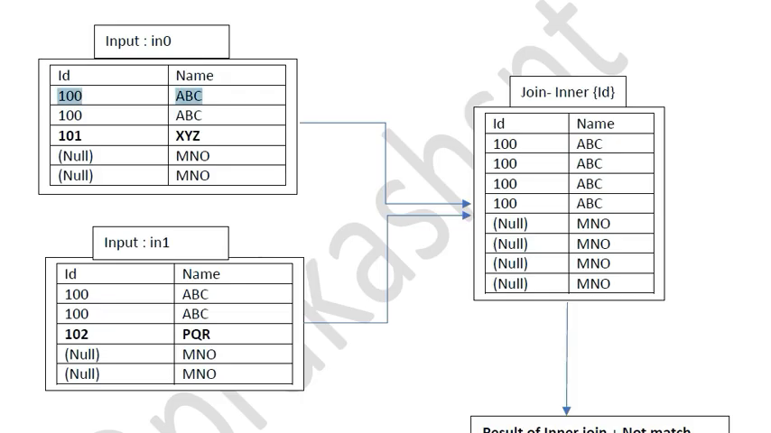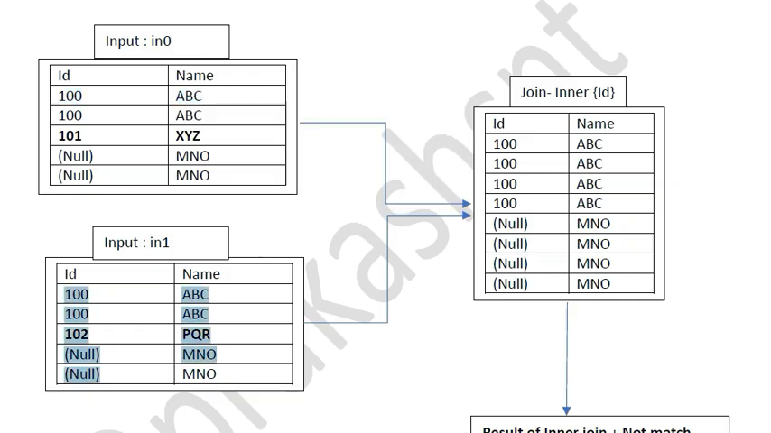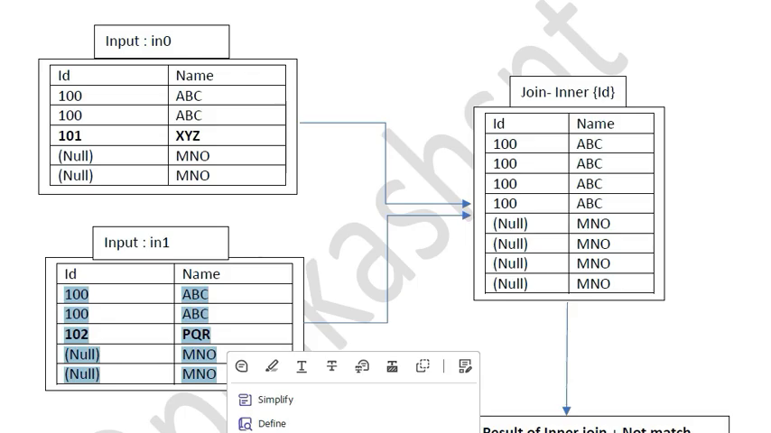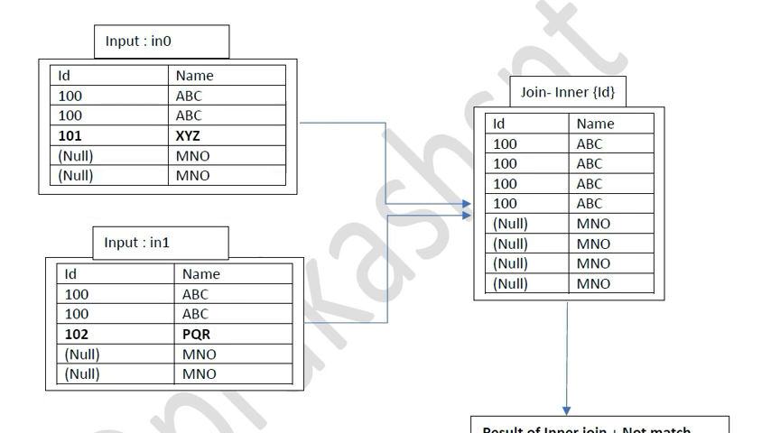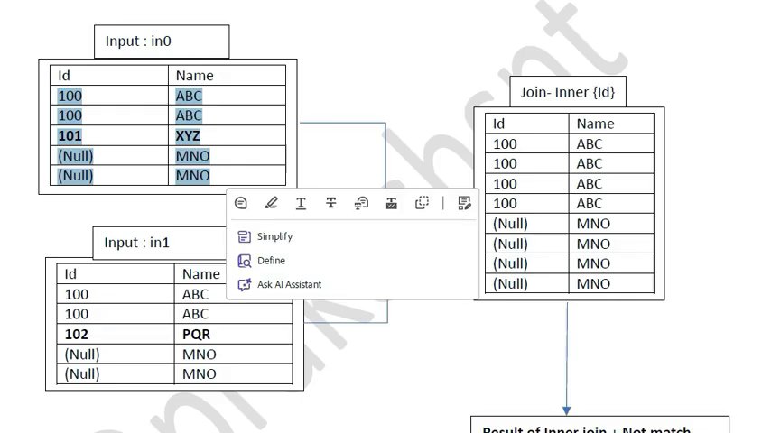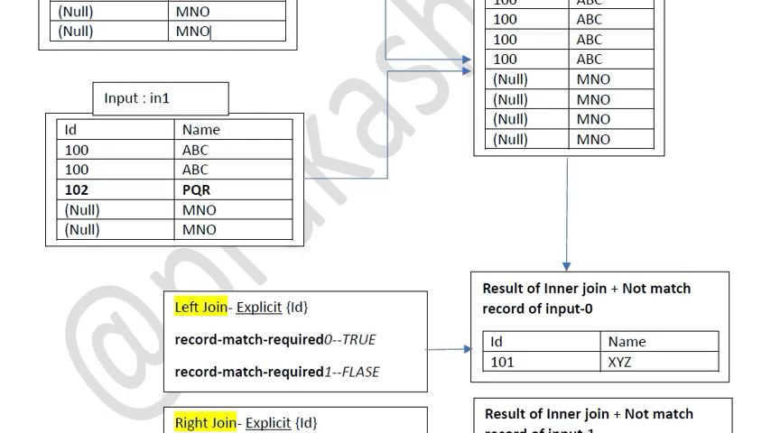So for the first record, it will produce as many records as there are in your second input. In this scenario we have 6 records, so 6 will be produced for the first record. Likewise, 6 multiplied by 6, 36 records will be produced in your output. Okay, so this is how the cross join works. This is the overall picture of the join.